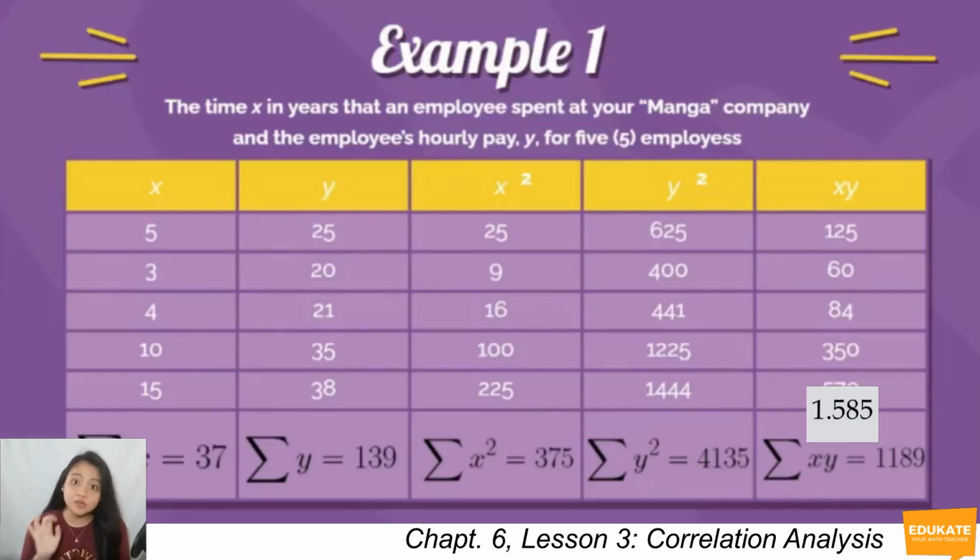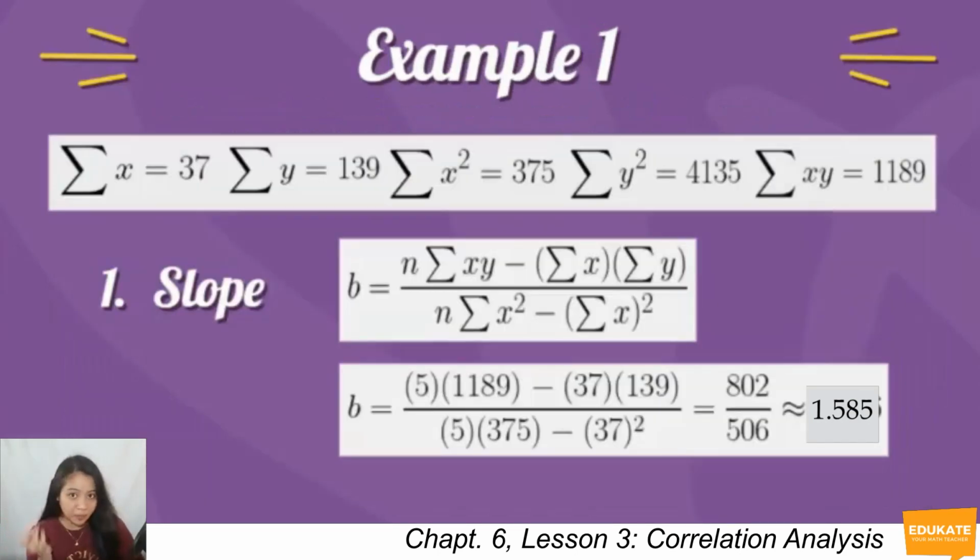Okay. So we are computing for regression equation of x on y. So independent variable to dependent variable. So you have there b equals, hanapin nyo yung sample size nyo. Ilang employees ba kinuha? 5, di ba? So your sample size would be 5. So you have there 5 multiplied. What is the summation of xy? That's 1,189. So copy it, 1189.